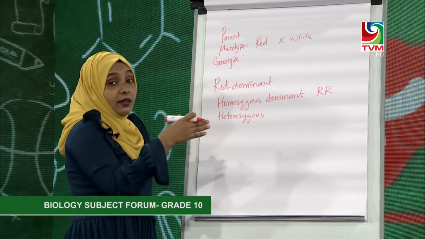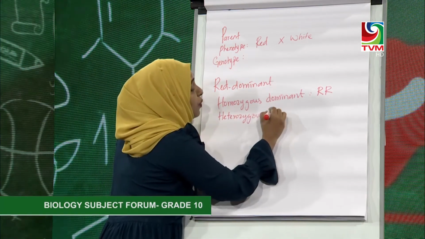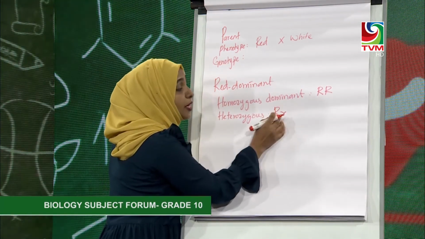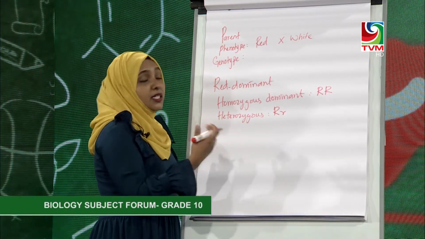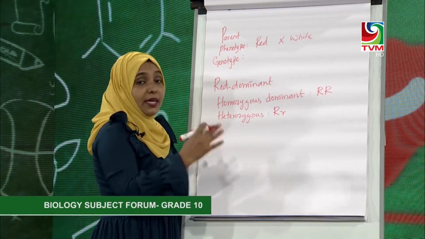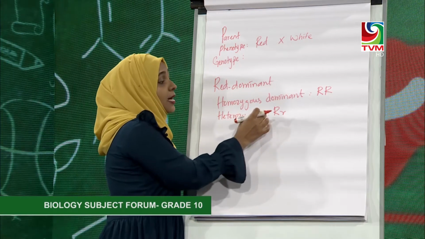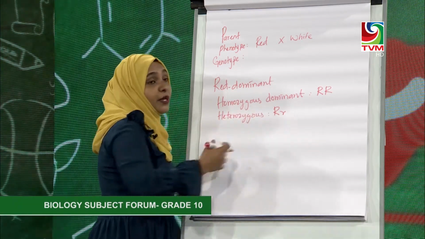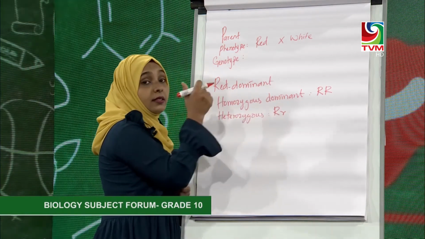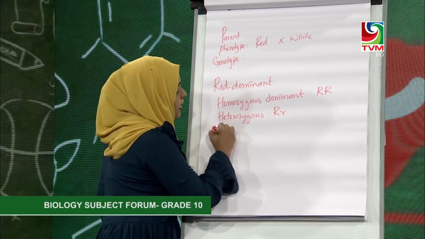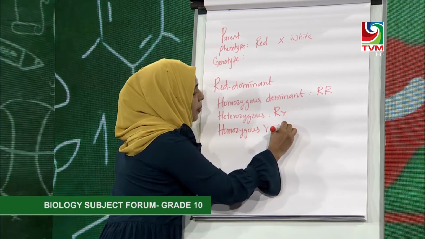Heterozygous: hetero, the term itself tells you it's two different things. Hetero means one capital R, one simple r, one dominant allele and one recessive allele. Then it becomes heterozygous. Many students tend to write heterozygous dominant. You don't write that for genotype; you simply write heterozygous. A heterozygous genotype should have one dominant allele and one recessive allele. Then the other one is homozygous recessive.